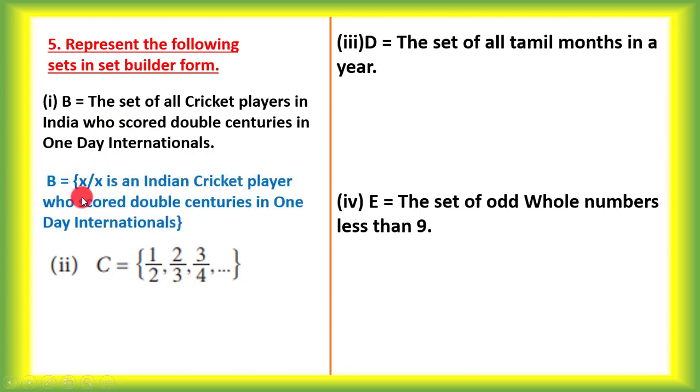Set of all x such that x is an Indian cricket player who scored double centuries in one-day internationals. Listen here. In the place of set of all we write set of all x such that x is. Here, cricket players in India, so we write an Indian cricket player. Then the remaining is the same: who scored double centuries in one-day internationals.